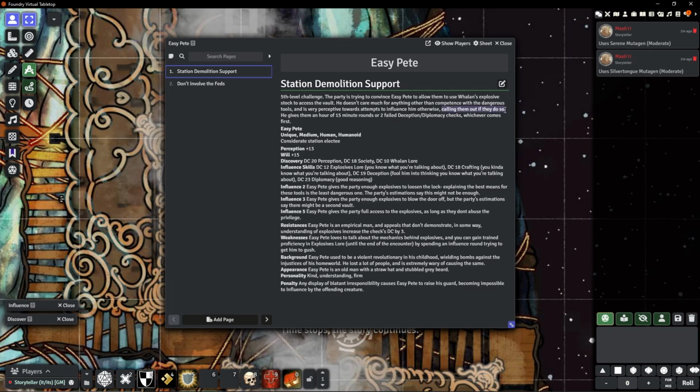where if one of them were to make a check to try to simply sweet talk him into allowing them to use the explosives, he's going to point out that that's what they're doing. And that should help with characterization. And then below is the actual statistics. Easy Pete, his traits. He is a considerate station electee. He has slightly higher perception and will than an average creature at his level, to represent the fact that he is very perceptive and resistive.